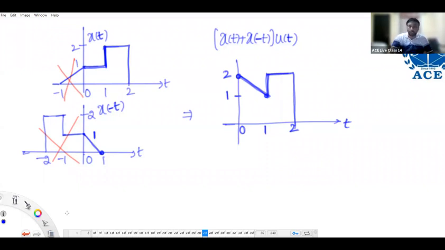For the interval 0 to 1, ramp signal added to constant means the ramp function amplitude is raised by that many units.